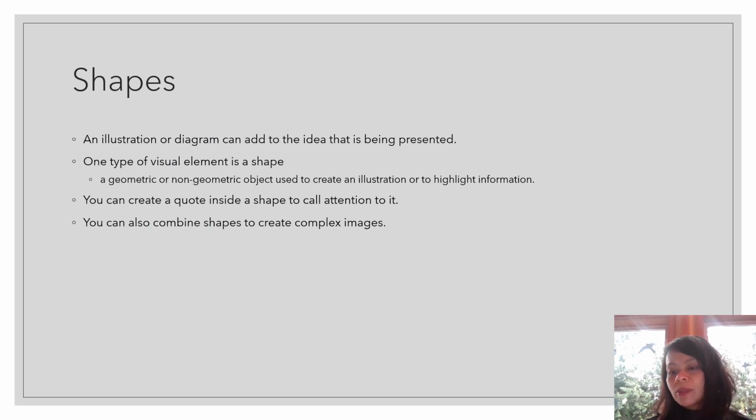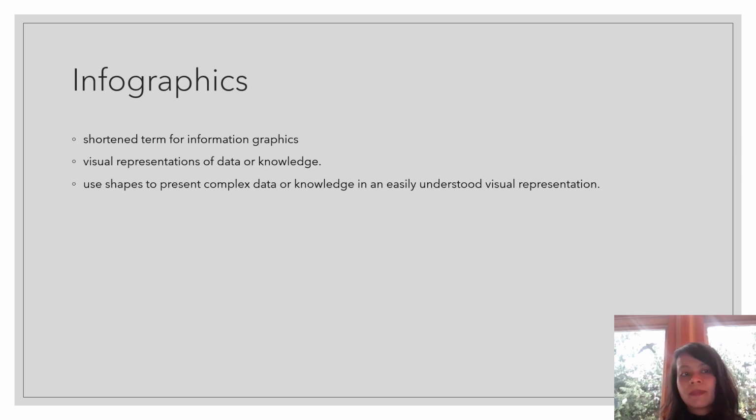One of the most important tools that you use in your presentation is shapes. So shapes are an illustration or a diagram that can add to the idea that's being presented in your PowerPoint. One type of visual element is a shape, a geometric or a non-geometric object that is used to create an illustration or to highlight information. You can put a quote inside of your shape to call attention to it. You can also combine a series of different shapes to create more complex images.